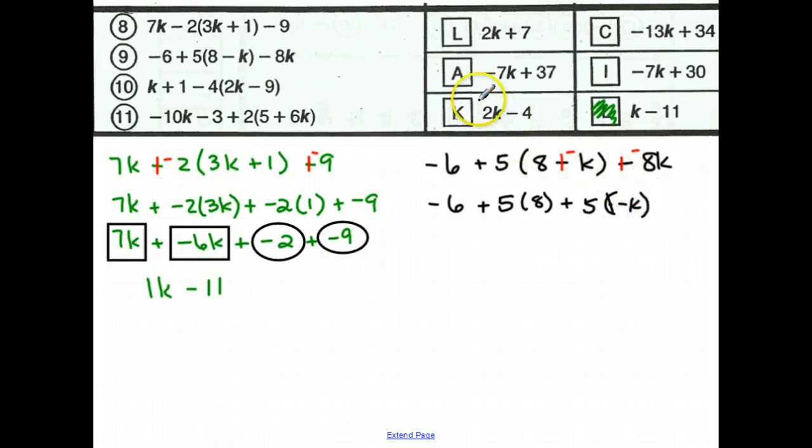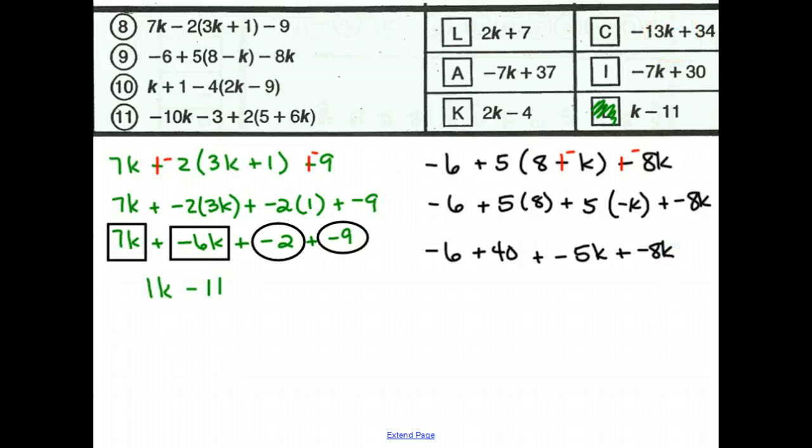I'm not too sure. Let me fix that real quick. I don't know what just happened right there. So 5 times that negative k plus a negative 8k. Negative 6 plus 40 plus a negative 5k plus a negative 8k.